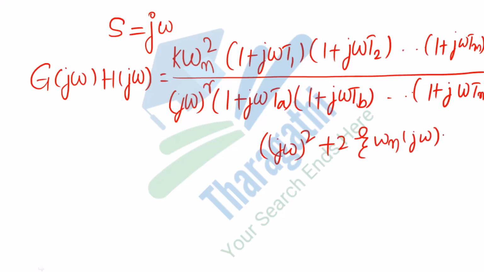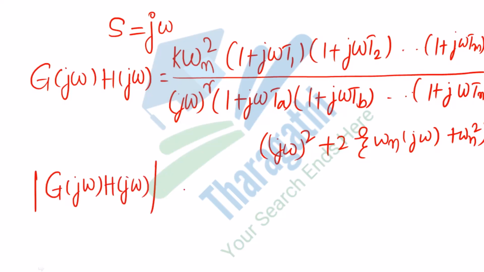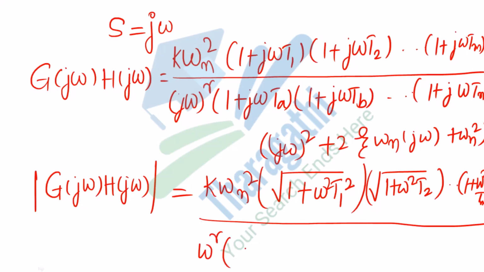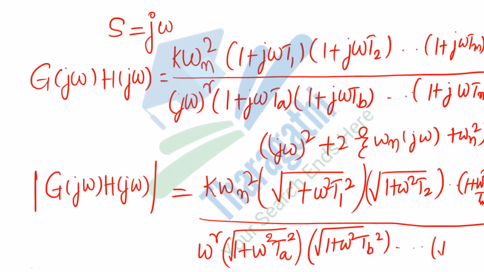From this, we can write the magnitude of G(j omega)H(j omega) as K into omega n square into the square root of (1 plus omega square T1 square) into (1 plus omega square T2 square) and so on up to (1 plus omega square Tm square), divided by omega to the power r into the square root of (1 plus omega square Ta square) into the square root of (1 plus omega square Tb square) and so on up to the square root of (1 plus omega square Tn square).